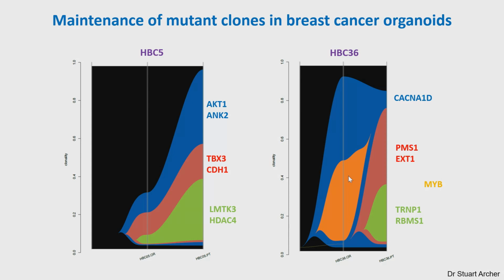So overall, I think the take-home message here is really to suggest that if you want to use the breast cancer organoid technology and organoids in general, it's very important to perform whole exome sequencing characterization to make sure that your model really mimics the mutations of the primary tumor.